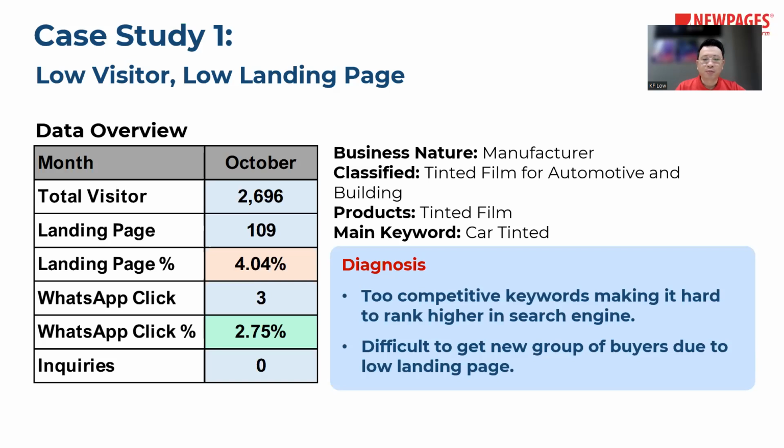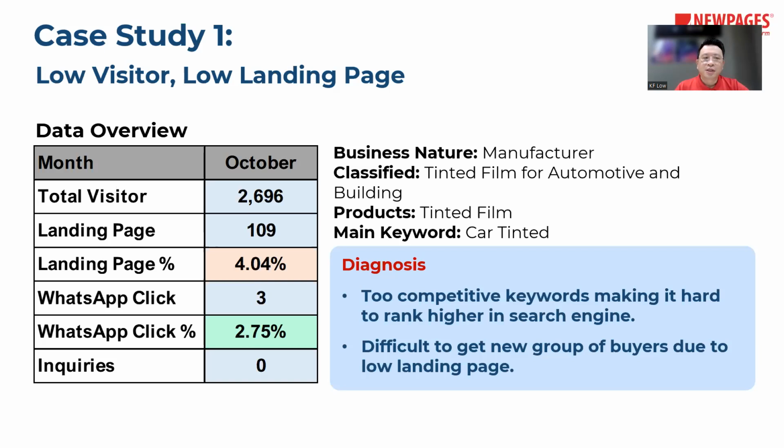Okay, you have to relook at your product title. And also because the landing page is quite low, it's difficult to get a new group of buyers. So for this kind of scenario, I will say that you go back to my earlier slide, how to increase your landing page. You can post more landing pages. You can post on social media platforms, maybe post some blogs or articles, or maybe post in our new pages B2B portal or run some ads.